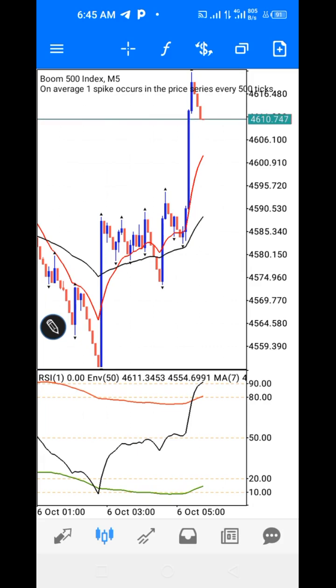So without wasting much of your time, this is how the indicator works. I'll be using both 1 minute and 5 minute time frame just to backtest it for you, to explain the strategy for you. So the way the indicator works is this.